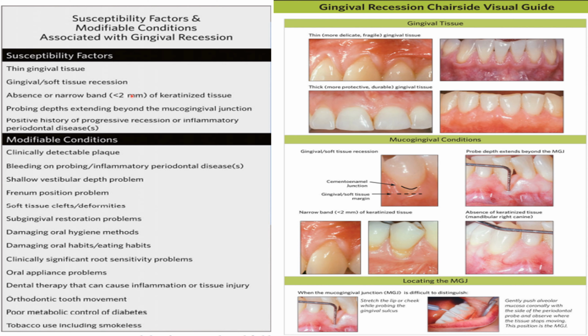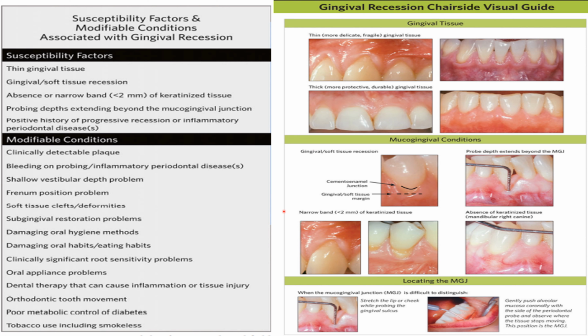So coming to the susceptibility factors and modifiable conditions associated with gingival recession. Susceptibility factors are thin gingival tissue, gingival or soft tissue recession, absence or narrow band, that is less than 2 mm, of keratinized tissue, probing depth extending beyond the mucogingival junction, and positive history of progressive recession or inflammatory periodontal disease. The presence of these factors makes patients more prone to development of gingival recession.